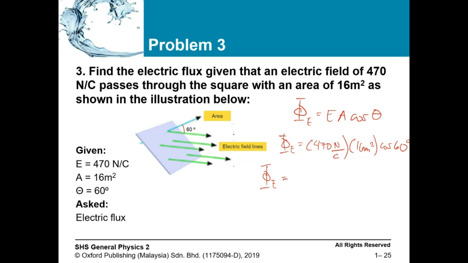So, pila? My answer here is 3,760 Newton meter squared per coulomb.